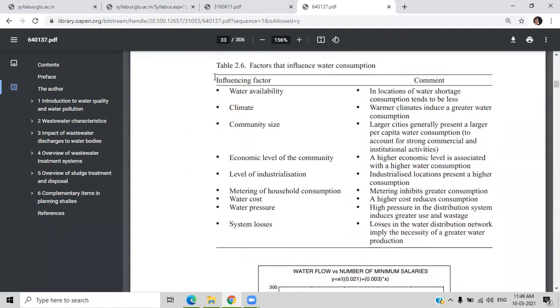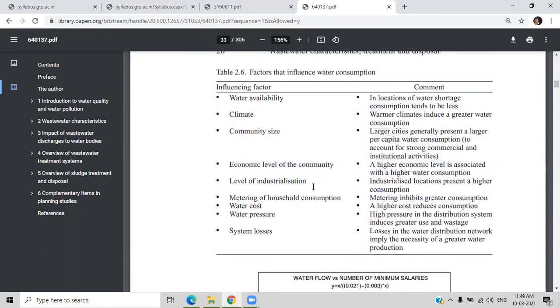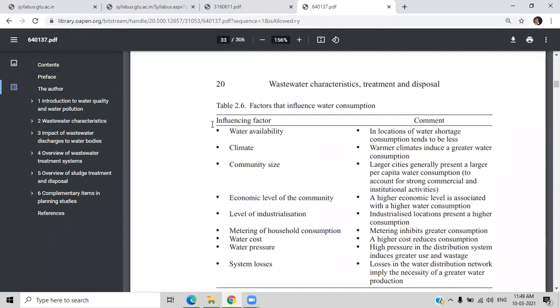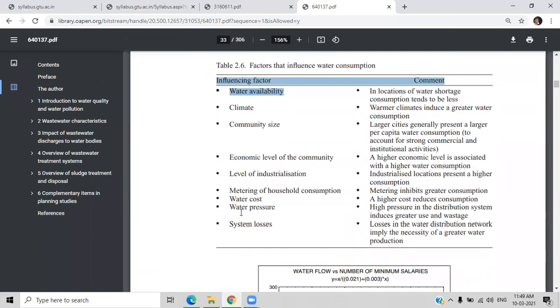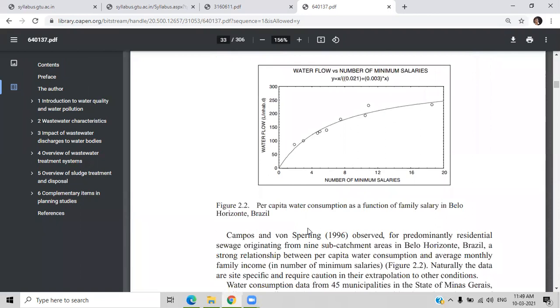So these are the different influencing factors. For the GATE examination, this kind of question is going to come up, like what is water consumption, and what are the influencing factors that affect the water consumption of a particular region for the individuals or inhabitants.